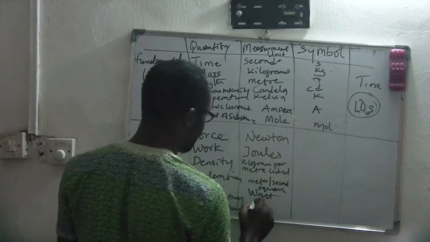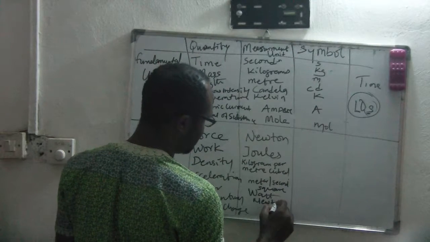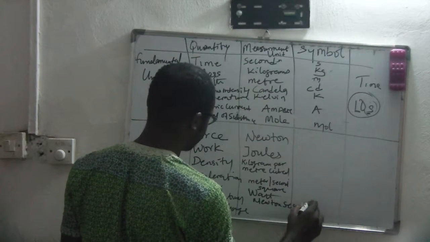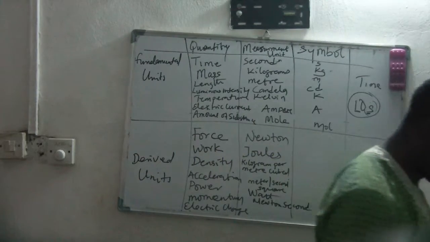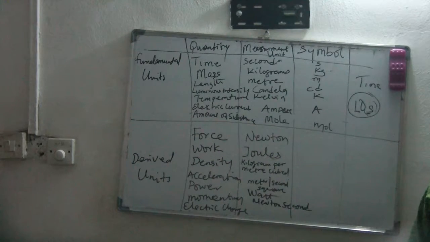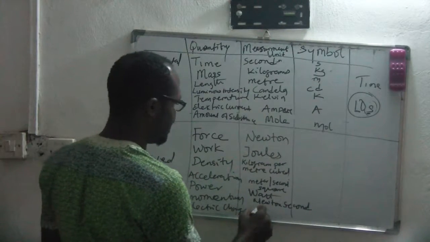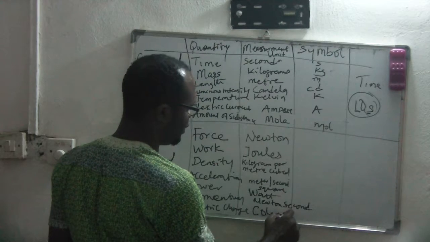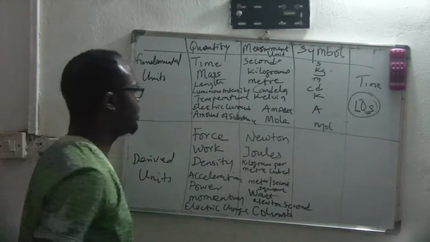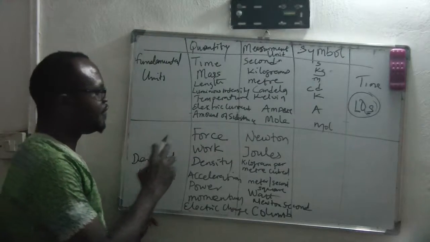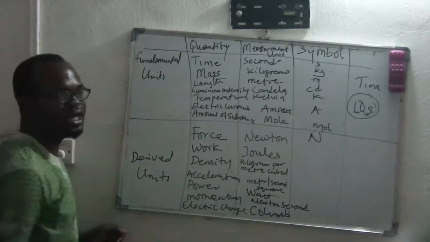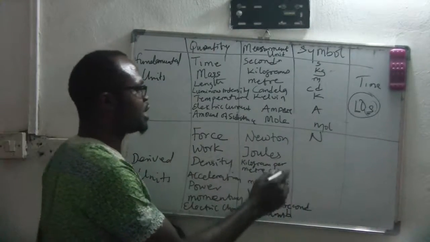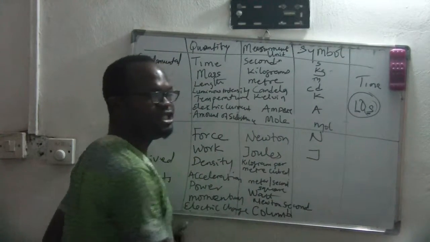Momentum is Newton second. What's the SI unit for electric charge? Coulomb. The SI unit for electric charge is what? Coulomb. So the SI unit for force is Newton, represented as N. Represented as what? N.